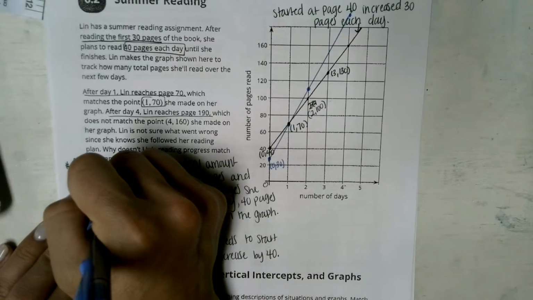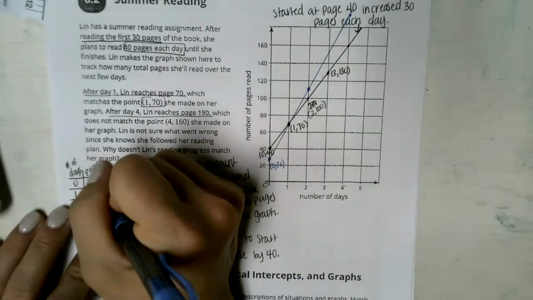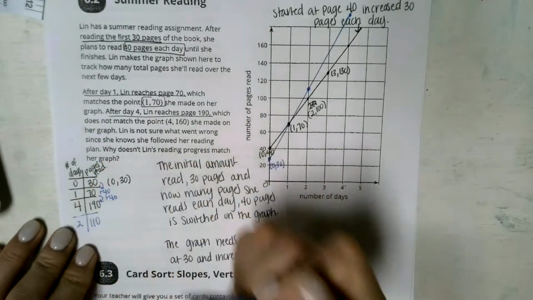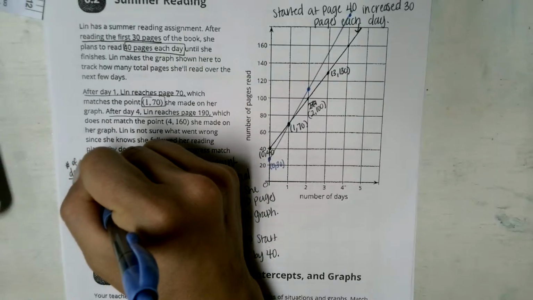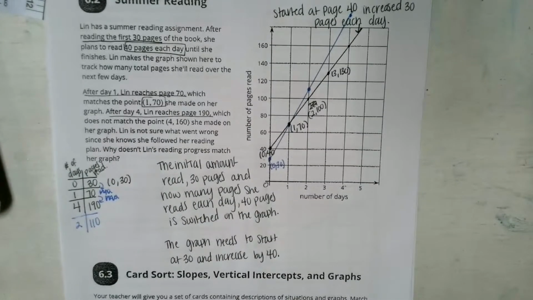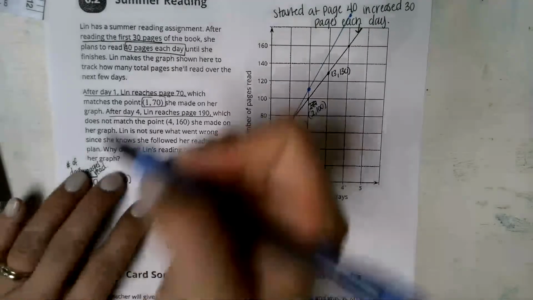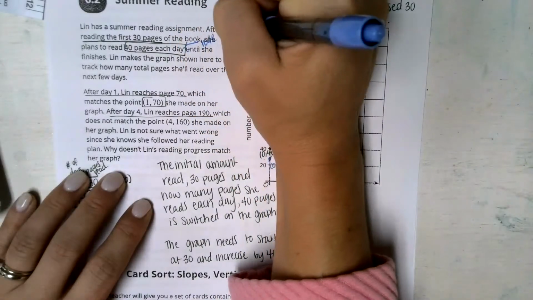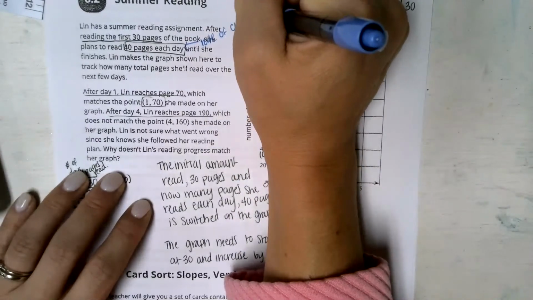So every time here, how my y is changing is it's increasing by 40 each day. So every day we are adding 40. That is my rate of change. And we see that here, 40 pages each day. That's my rate of change.